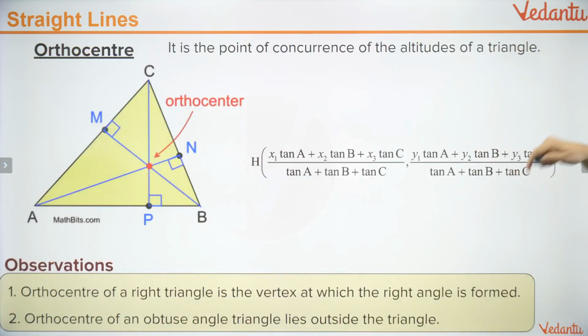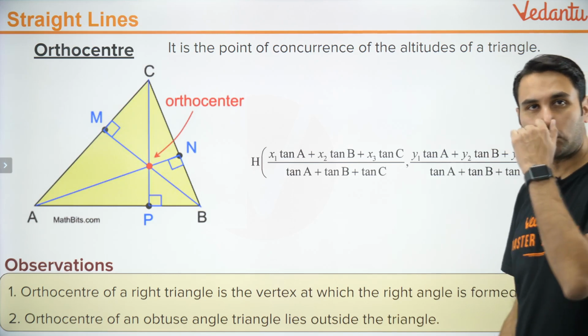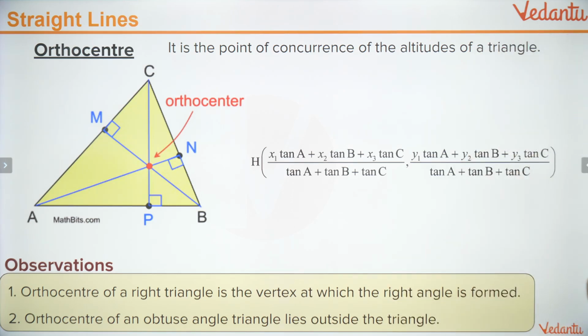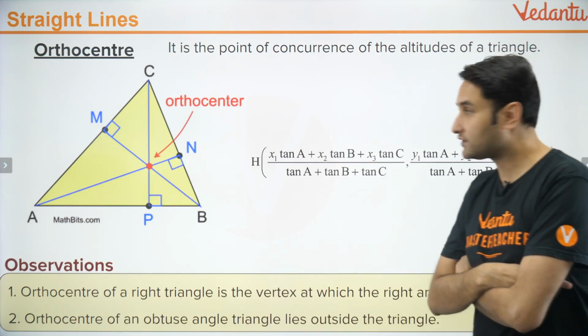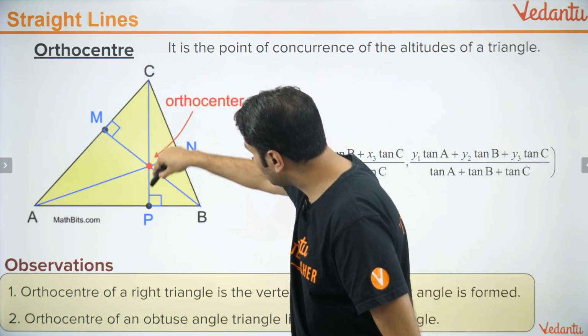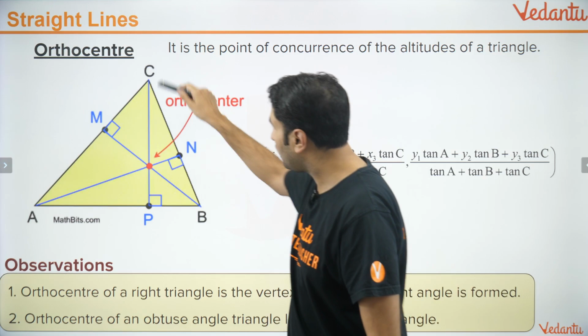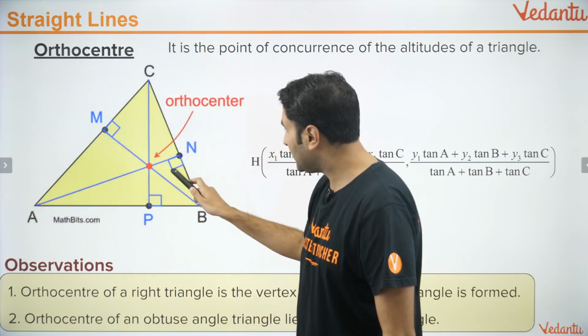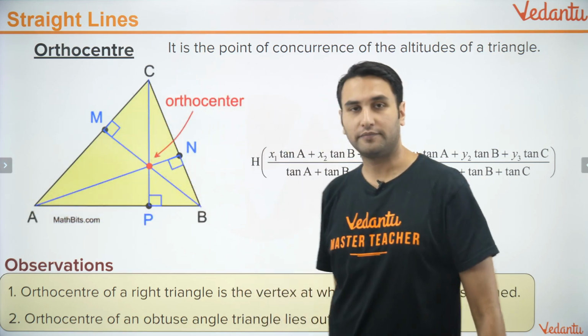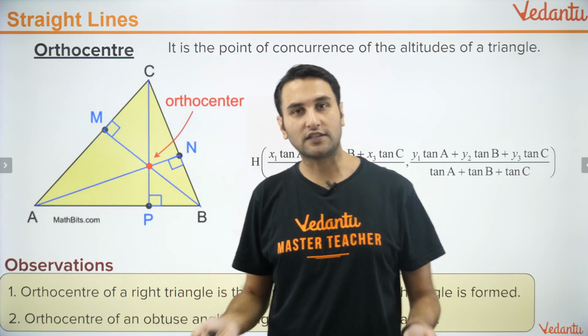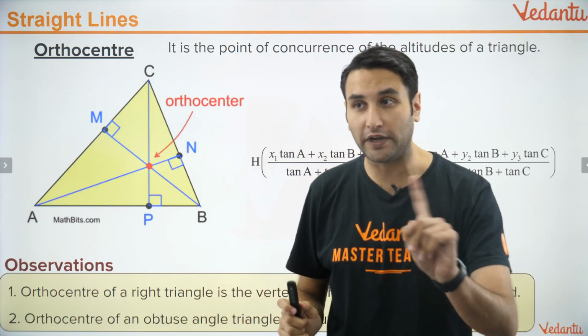Look at this problem now. Orthocenter. Now let's quickly go to orthocenter. It is the point of intersection of the altitudes. Drop an altitude from C on the opposite side. Drop an altitude from B on the opposite side. Drop an altitude from A on the opposite side. Where they intersect is the orthocenter. These are not perpendicular bisectors.